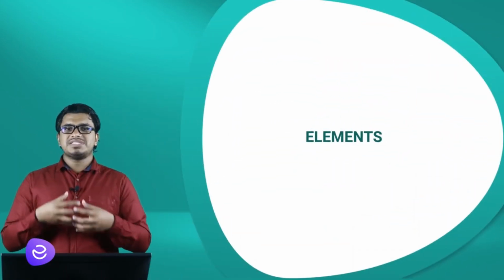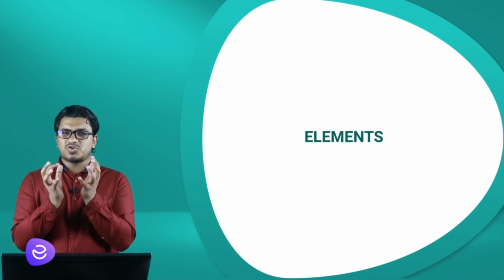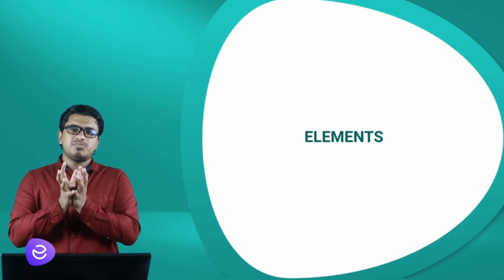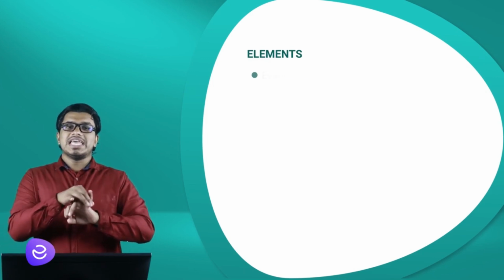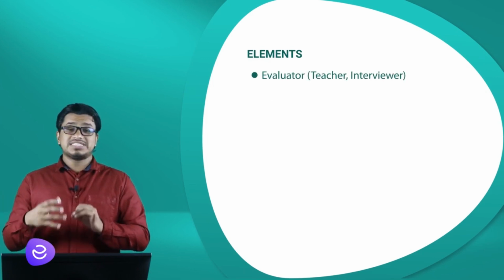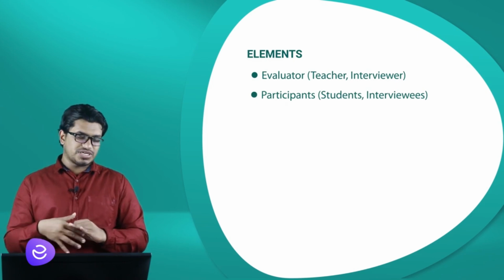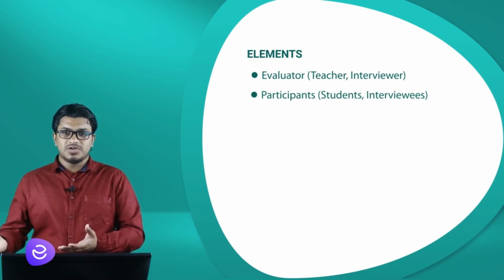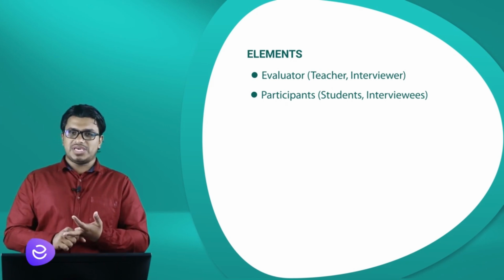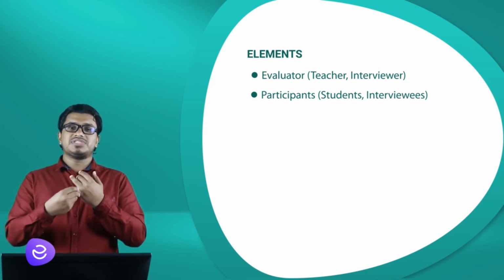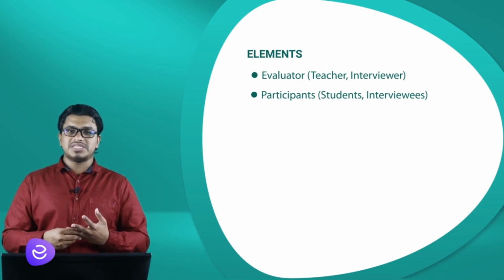Now, what are the elements in evaluation system, or what all should actually be present in an evaluation system? The first one obviously is the evaluator, that is a teacher. The second one is a participant, that is a student. When we talk about an interview, the evaluator is the interviewer, the participant is the interviewee. In the case of teaching, the evaluator is the teacher, the participant is the student.